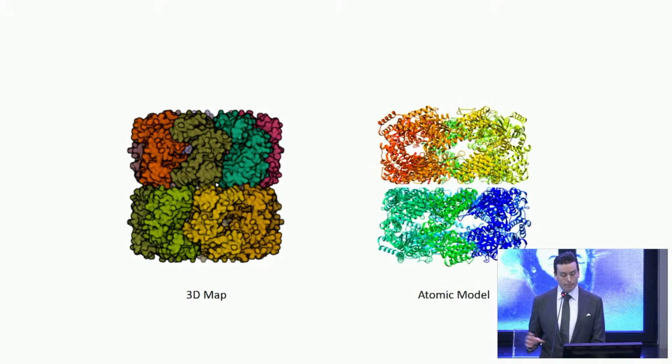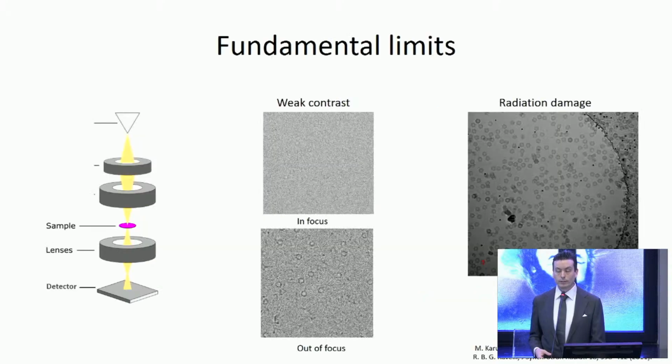In the subsequent step, we fit the atomic model. Because we know the sequence of the protein, we can fit this atomic model of the protein inside of this 3D map. And from this atomic model, we can help answer questions of how the protein works, what its function is inside the cell and its organism.